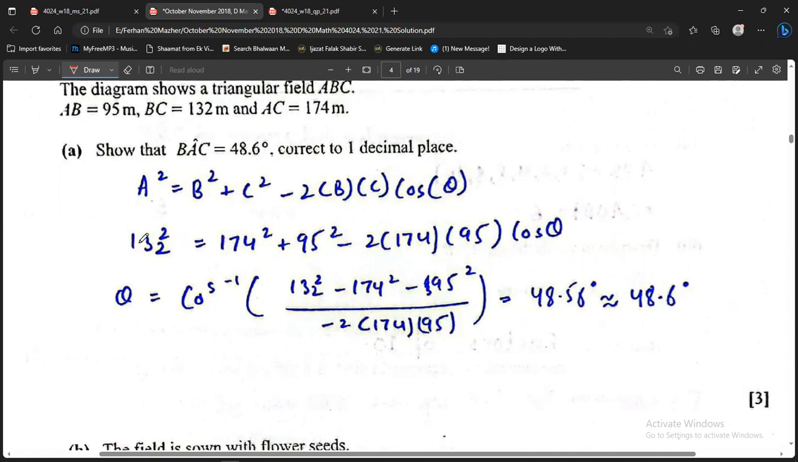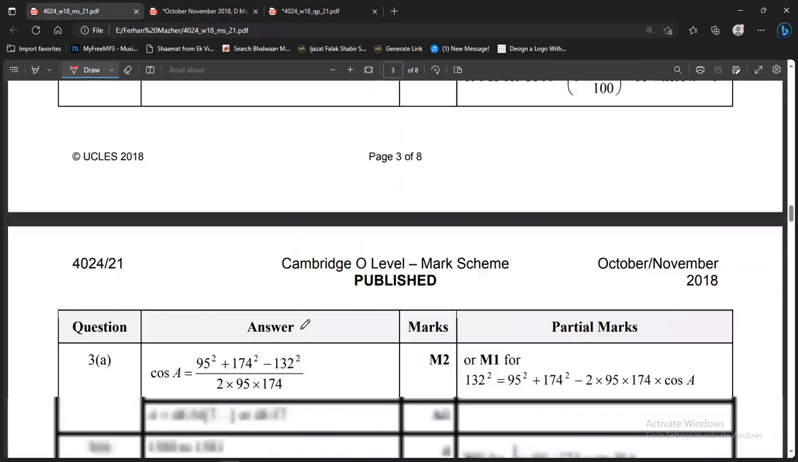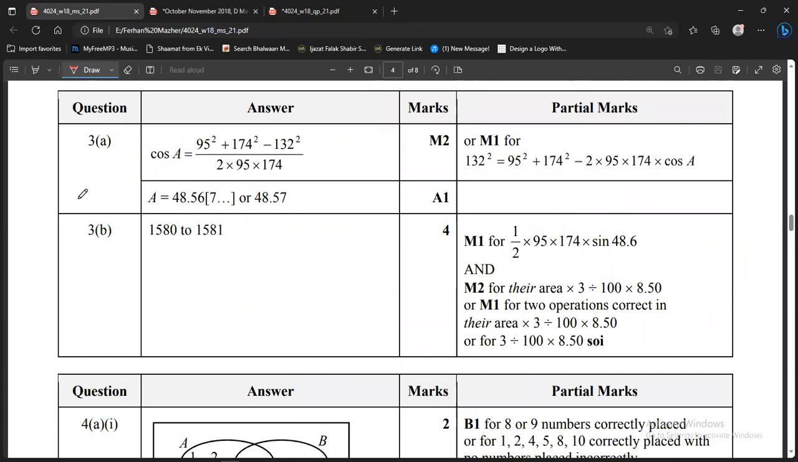You can bring this thing over. Okay, and this thing will go downstairs. So theta will be equal to the cos inverse of 132 squared minus 174 squared minus 95 squared, divided by minus 2 into 174 into 95. So when you do this and take its cos inverse, it is 48.56, and that is 48.6 degrees. Okay, so 48.6 degrees is the right answer, sir.